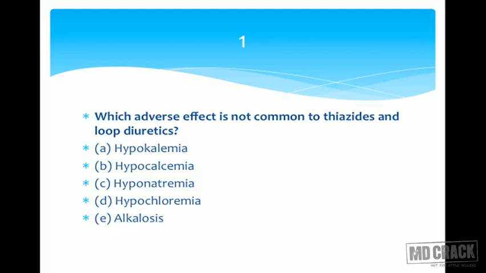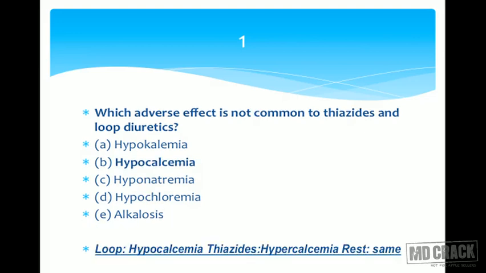And whenever you think about loop and thiazides, always keep in mind a word, calcium. And the difference is going to be made about the calcium. Let's go to the answer. Yes, it's hypocalcemia. Loop diuretics produce hypocalcemia and thiazide diuretics produce hypercalcemia. Most of the rest of the adverse effects are similar regarding thiazides and loop, and there will be just a change in the severity of the symptoms.